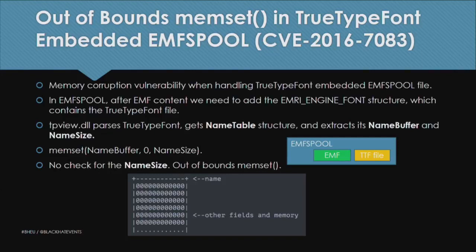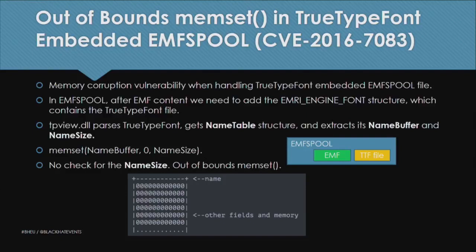The second CVE, CVE-2016-7083, is a memory corruption vulnerability in tpview.dll when handling a malformed TrueType font file embedded in an EMF spool file. In this case, in the EMF spool file, after the EMF content, we need to add another structure named EMRI_ENGINE_FONT. It contains the malformed TrueType font file. tpview.dll will parse the TrueType font file content, get the name table in it, extract the name buffer and name size, then call a memset function to fill the name buffer with name size zeros.